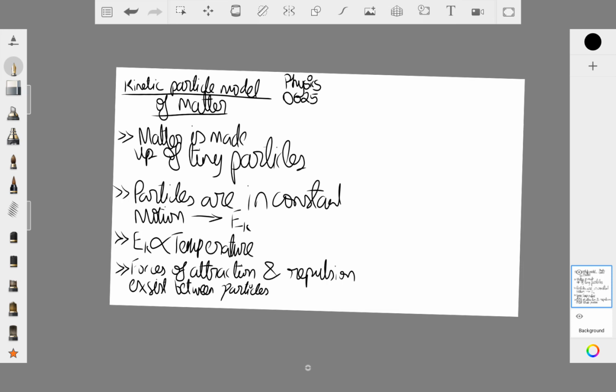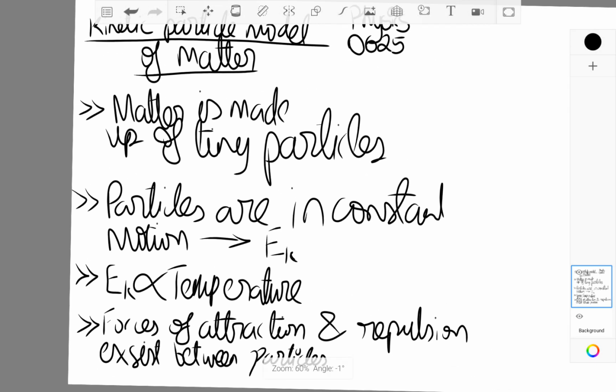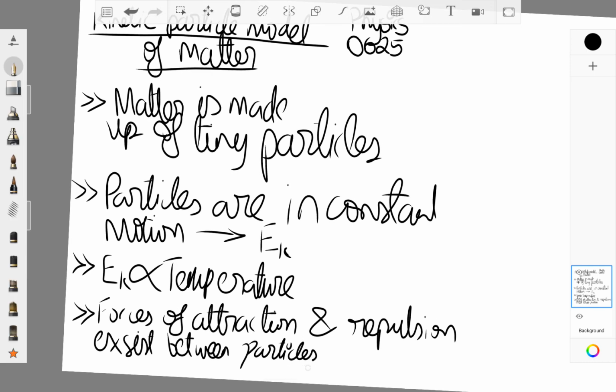The first thing on our agenda today is discussing the kinetic particle model of matter. Now, you only need to remember 4 points about the kinetic particle model of matter. And this being number one, matter is made up of tiny particles, and these particles can be called atoms or molecules depending on what substance you're talking about. Number two, the particles are in constant motion, and so by proxy, we can deduce that they have kinetic energy, which we discussed in the previous video about general physics.